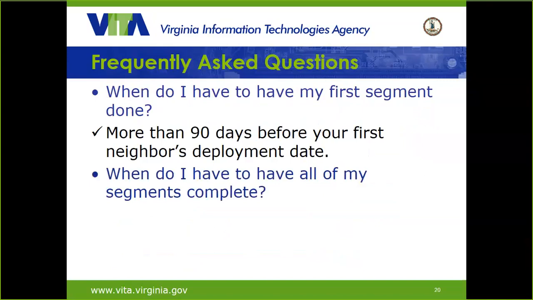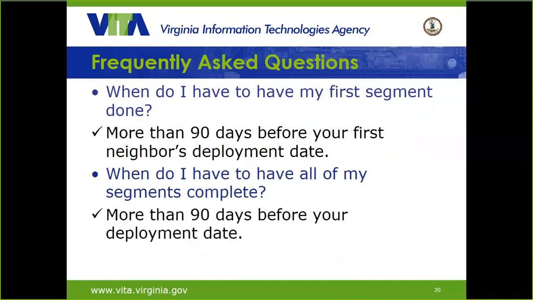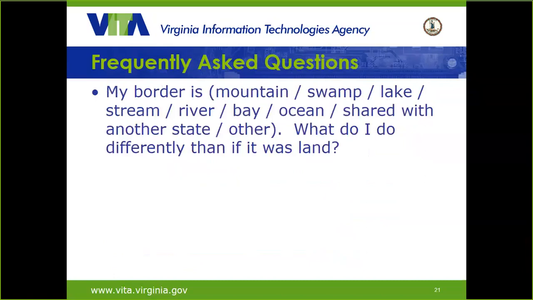When do you have to have all of your segments complete? More than 90 days before your deployment date. That's one of the core data layers that you'll be working with. It drives a lot of the QA/QC and GIS data validation with the core service providers, at least based on the Fairfax contract with AT&T. All of that has to be sorted out and agreed to 90 days before the deployment date.